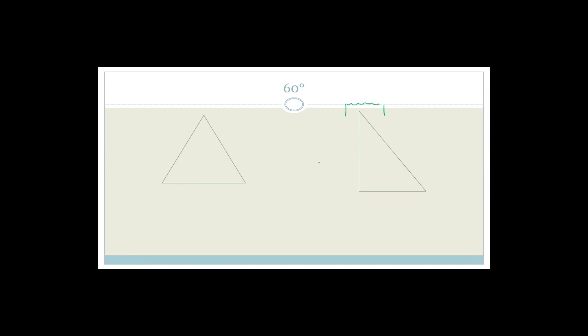Okay, but I'm going to show you how we get it. So what they did was they took an equilateral triangle. An equilateral triangle means that all three sides are equal, okay? And it also means that all three angles are equal. They're 60 degrees, 60 degrees, and 60 degrees. And then what they did was they dropped a line down the middle so that this line was a perpendicular bisector.